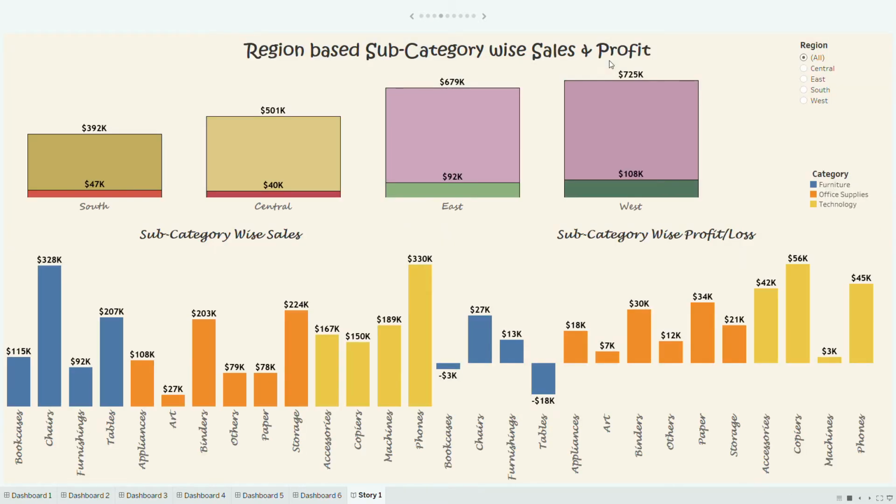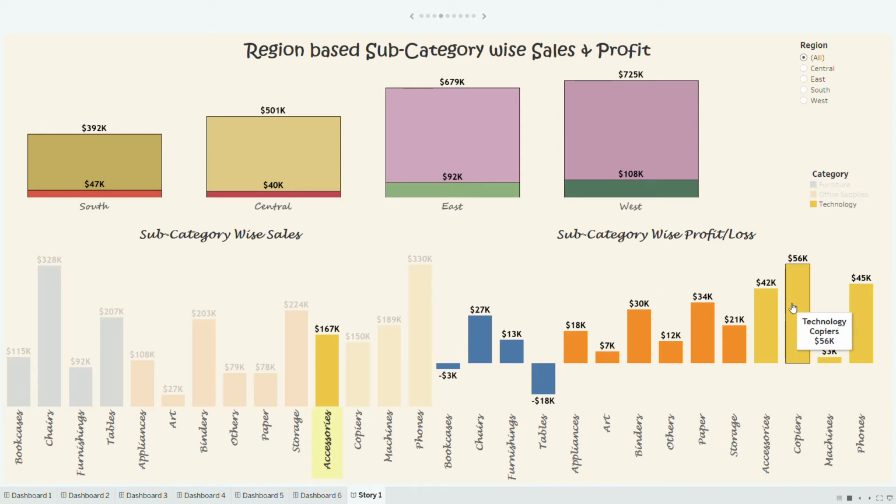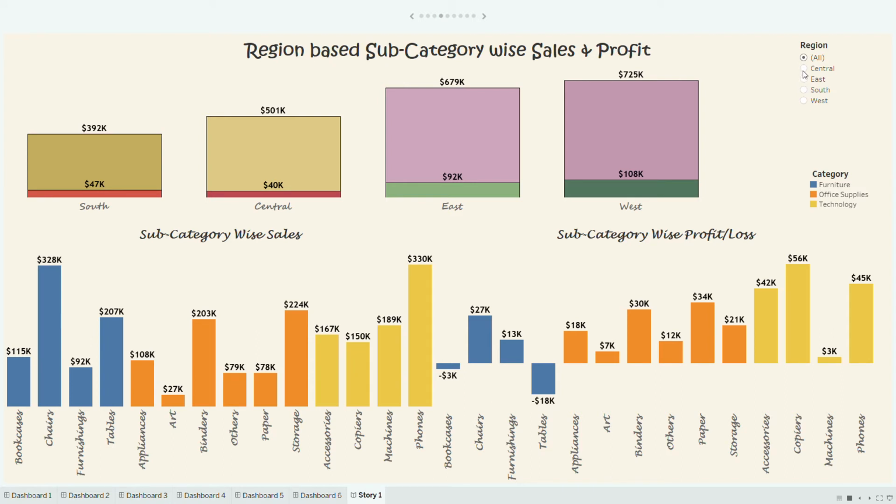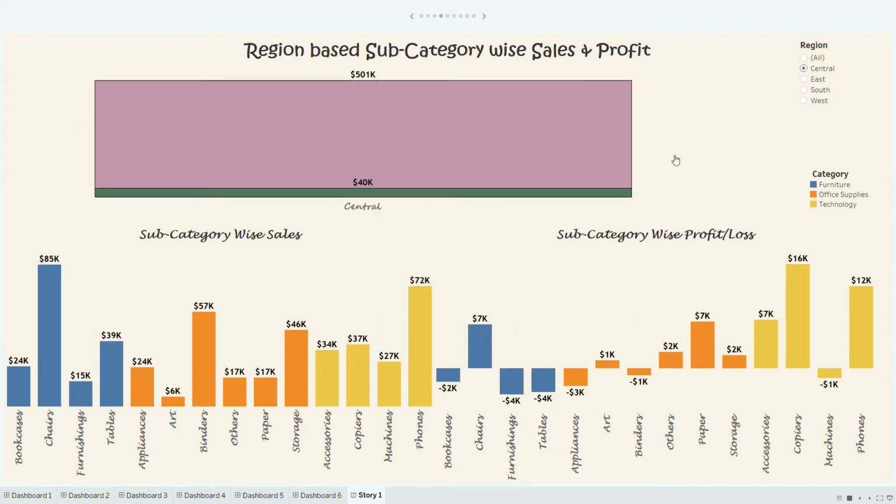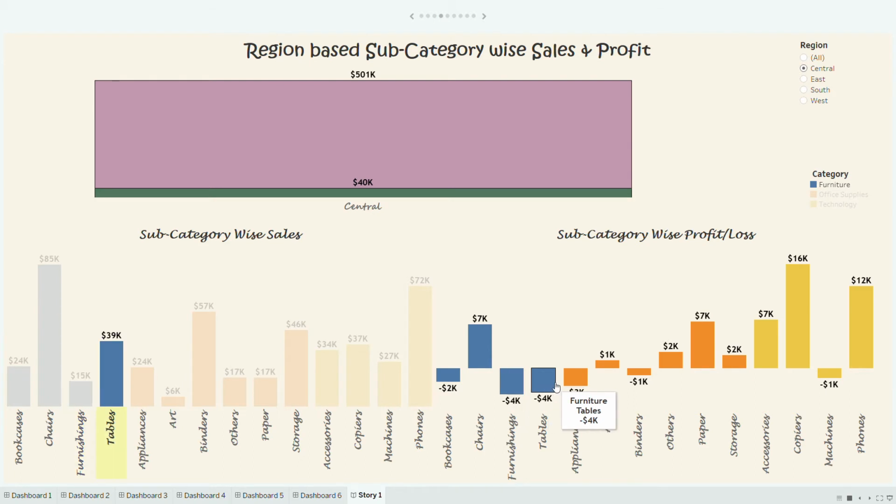So here is a region-based subcategory-wise sales and profit. Here we can see overall which subcategory has performed well all over the United States. We can see that copiers, phones and accessories, papers have performed well, while tables and bookcases have gone into losses. Now let us analyze it region-wise. In the central region, you can see bookcases, furnishing, tables, appliances, binders, and machines have gone into losses, while copiers, accessories, phones are in profit.